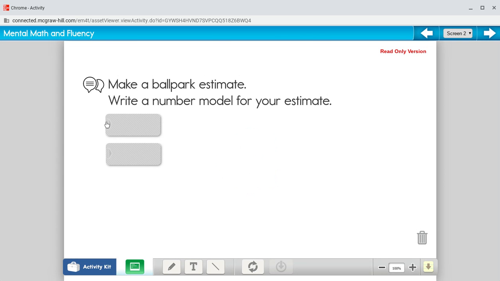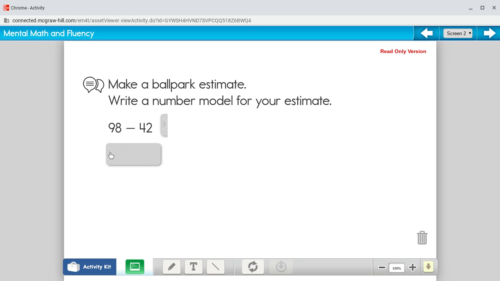Let's make a ballpark estimate for 98 minus 42. So there's a couple different things we could do here. 98 is really close to 100, but that might be a little tricky to do 100 minus 42. 42 is really close to 40. 98 minus 40 would be a lot easier. So my ballpark estimate would be 98 minus 40.